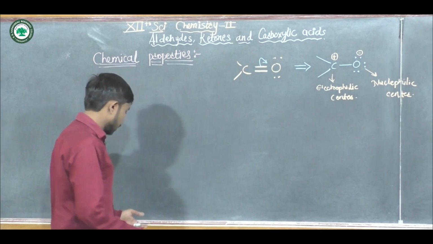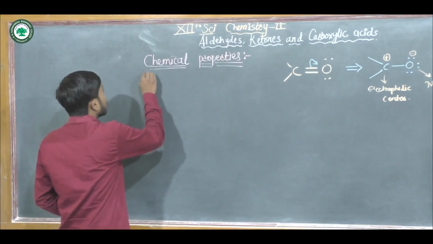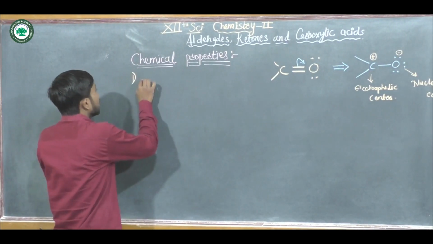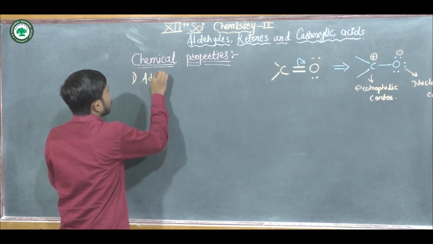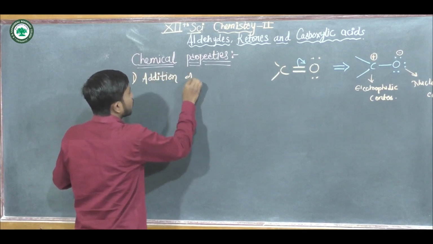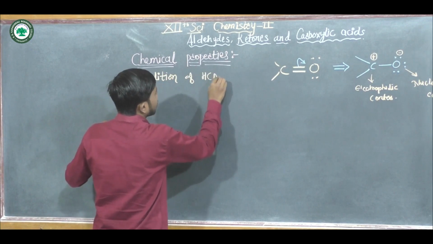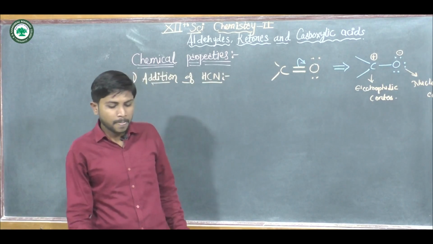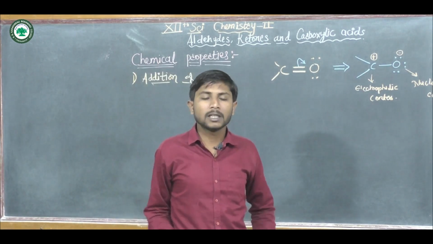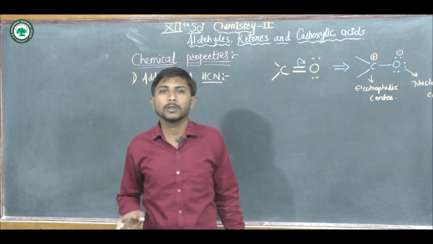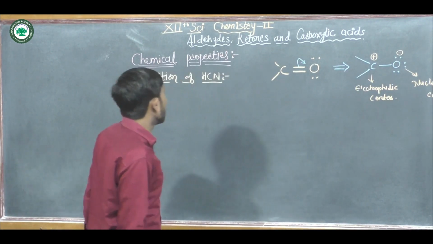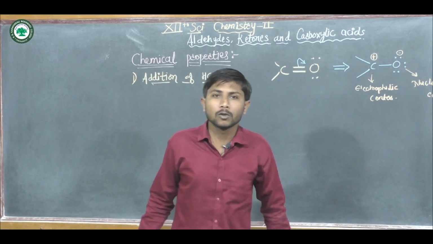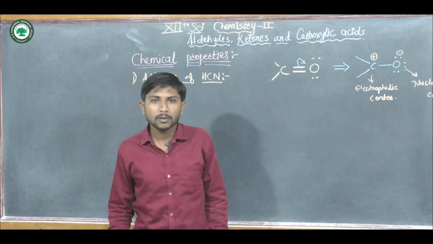Let's see the first reaction, the addition of hydrogen cyanide, HCN. We can understand that the carbonyl group, or double bonded compounds, generally show addition reactions instead of substitution. Here HCN is a weak acid, and on reaction with the carbonyl group it gives cyanohydrins.